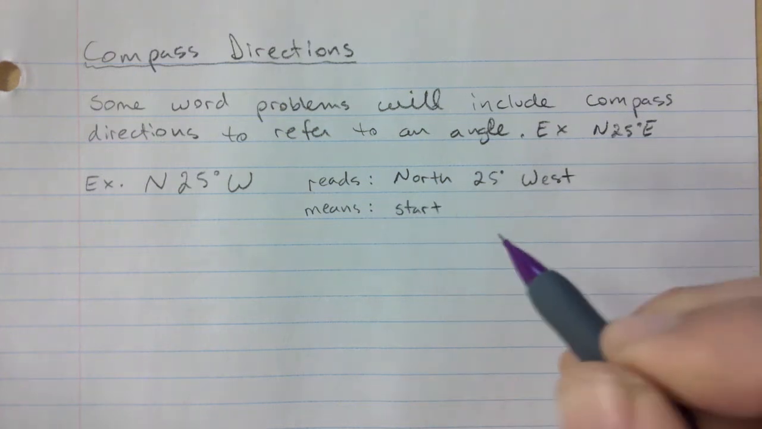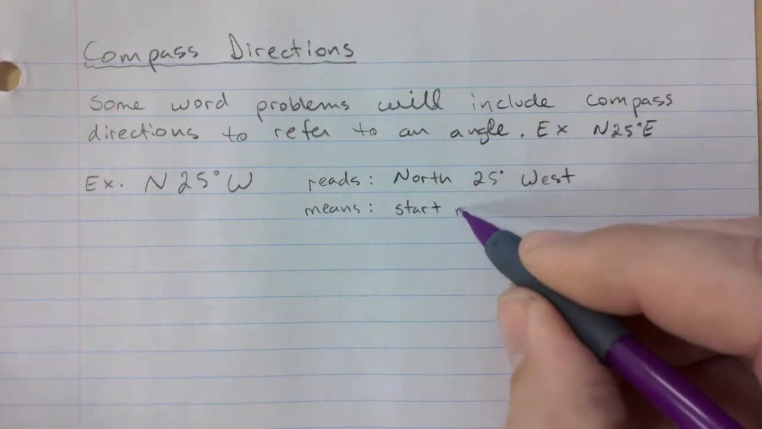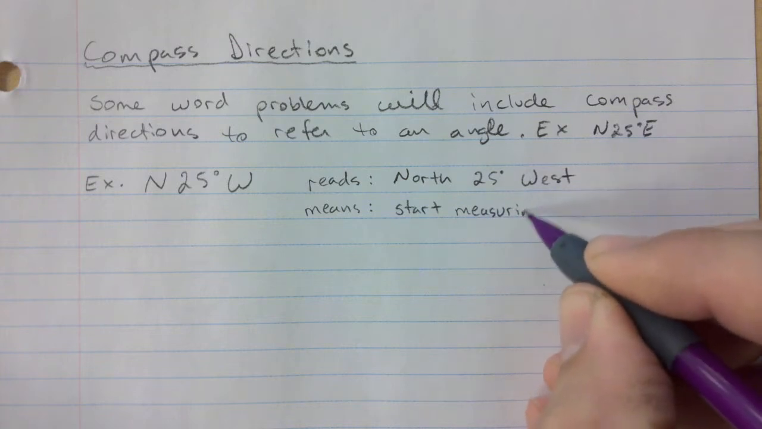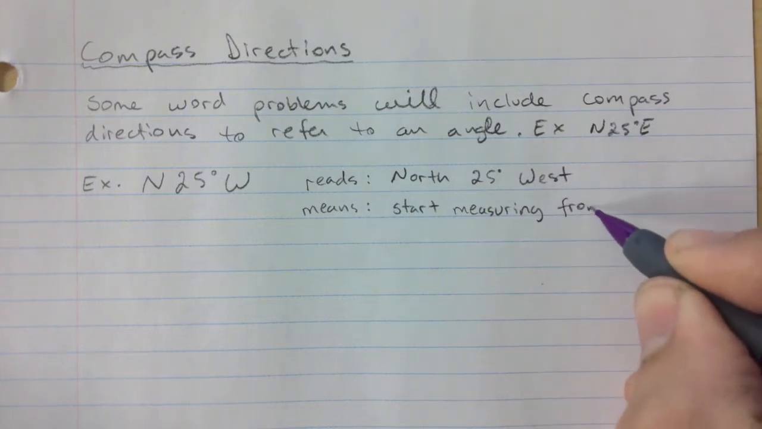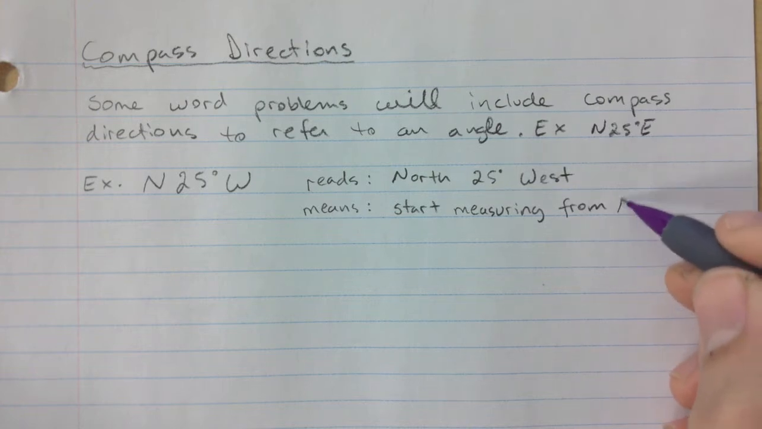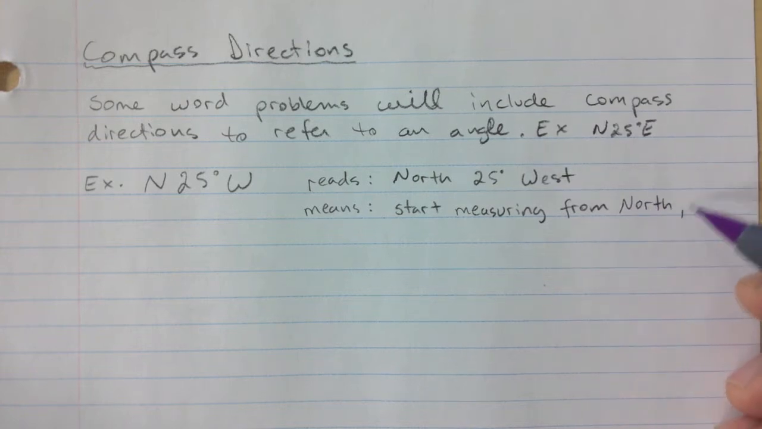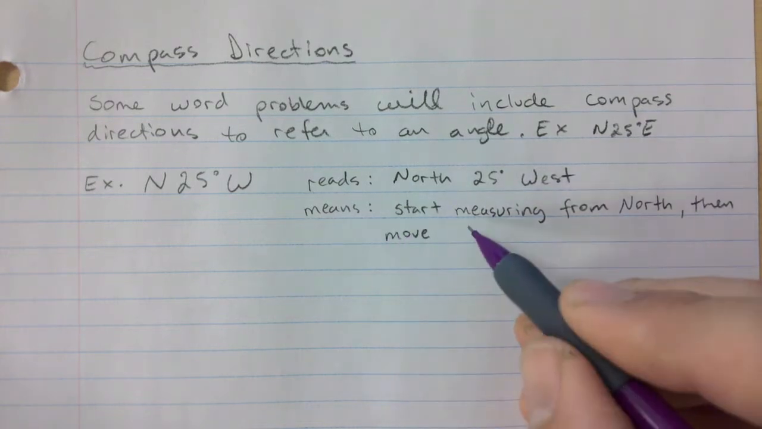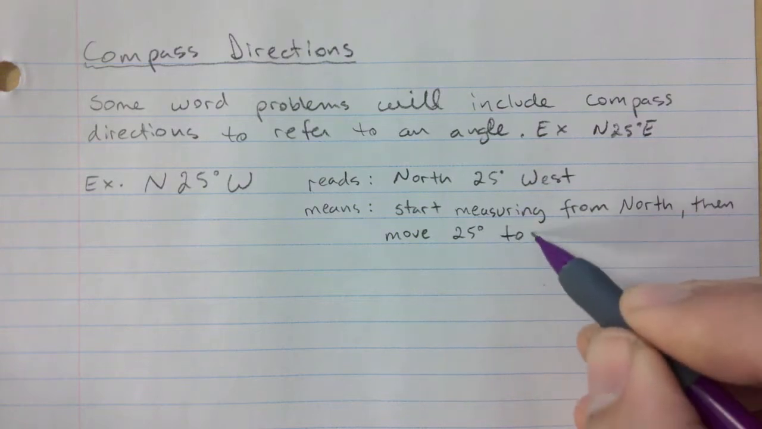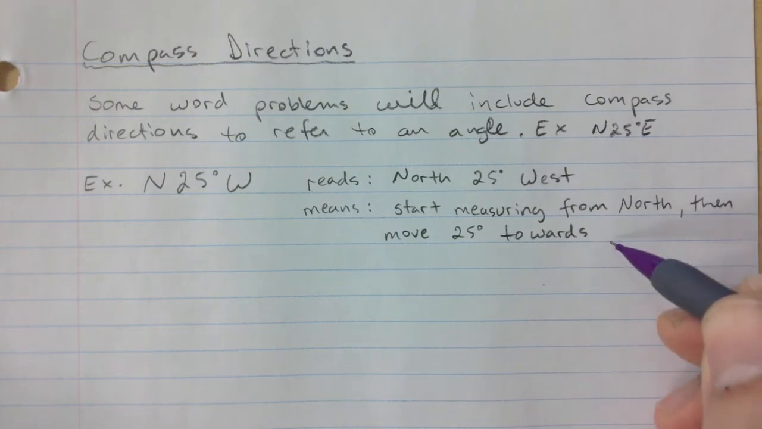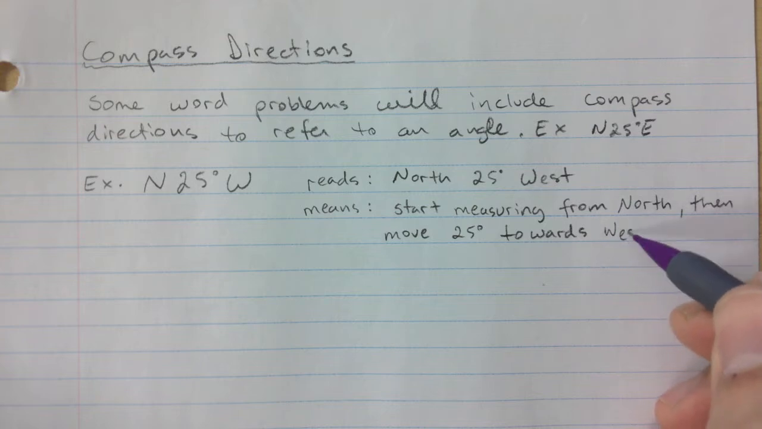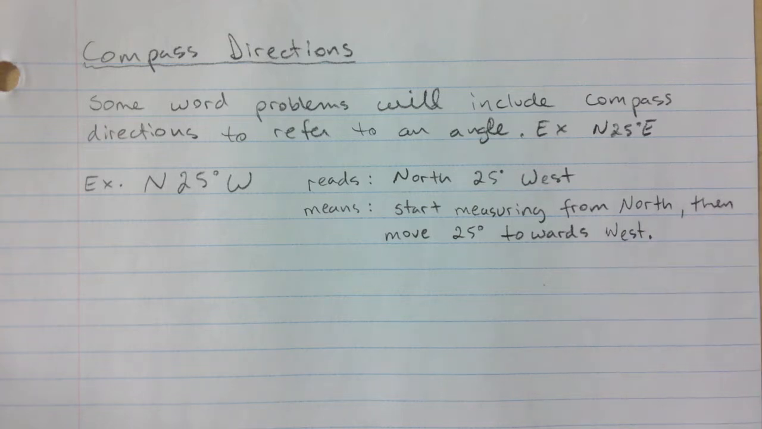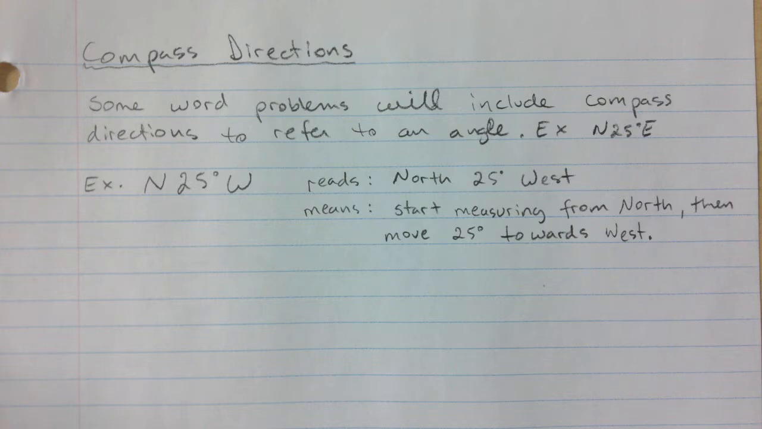North 25 degrees west. Start measuring from north, then move 25 degrees towards the west. That's what that means. So you start north and then you measure 25 degrees west.